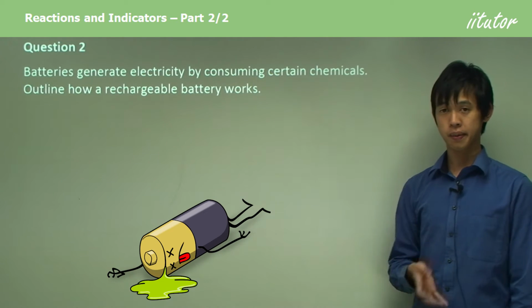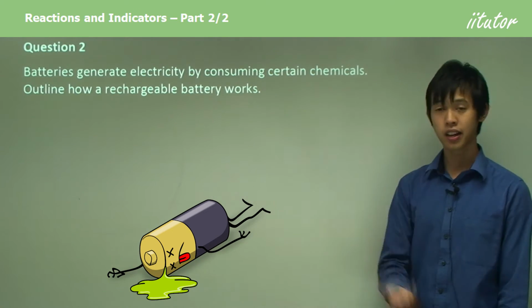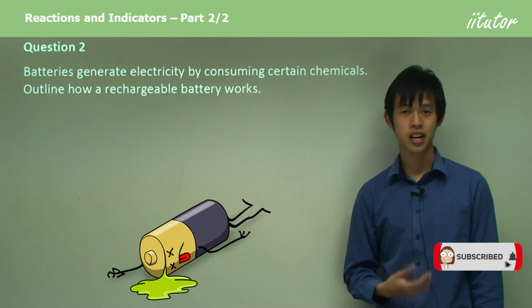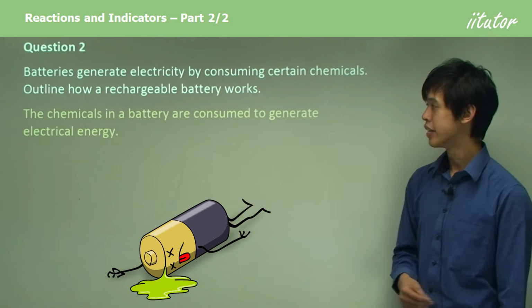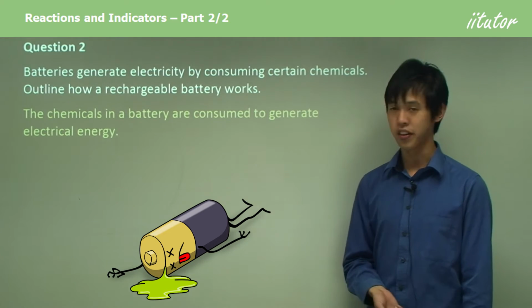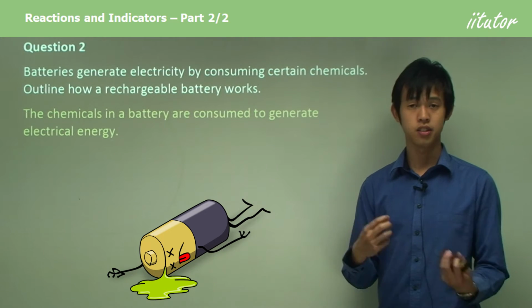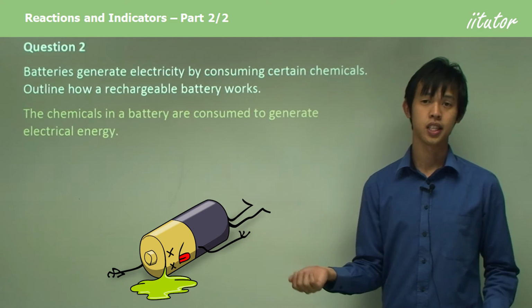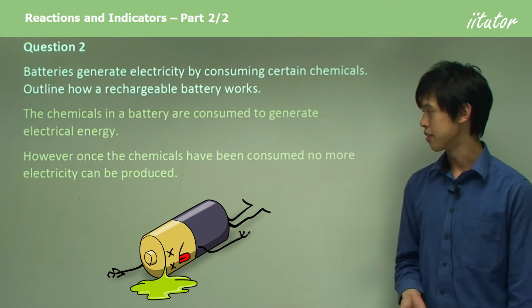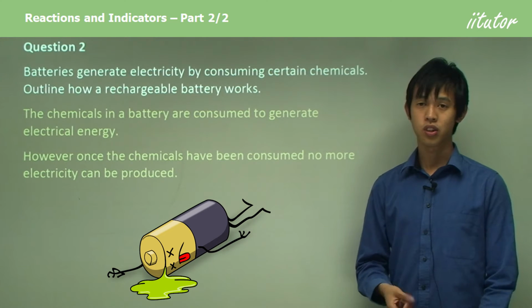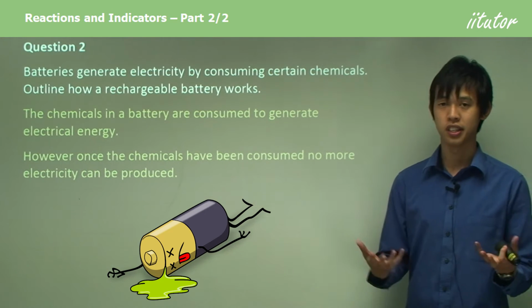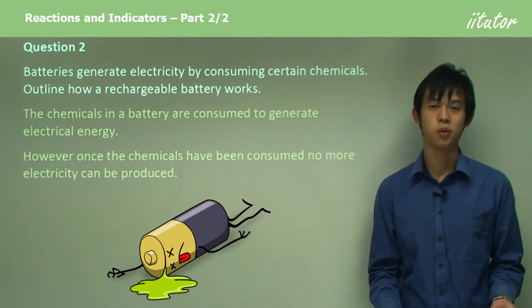Batteries generate electricity by consuming chemicals. So outline how a rechargeable battery works. So how does a rechargeable battery do what it does? So the chemicals in a battery are consumed to generate electrical energy. So the battery consumes the chemicals and produces electricity. However, once the chemicals have been consumed, no more energy can be produced. You can't obviously keep producing energy infinitely, otherwise we'd have a solution to the global warming crisis.